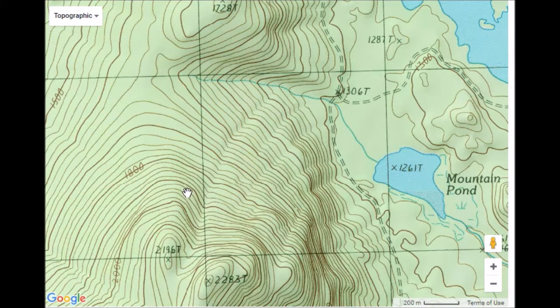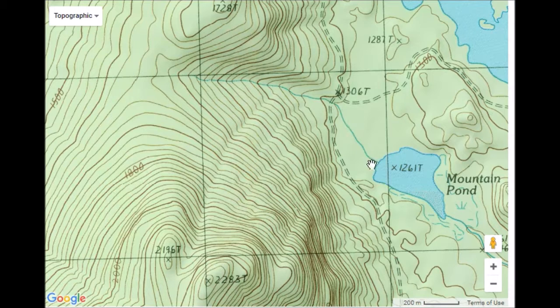So there's a couple of things that contour lines can tell us. Obviously, it can tell us how flat the land is. It can tell us how steep the land is. But it can also tell us where the peaks of certain hills are, because the highest contour line is going to be the peak. It will also tell us in which direction water flows.